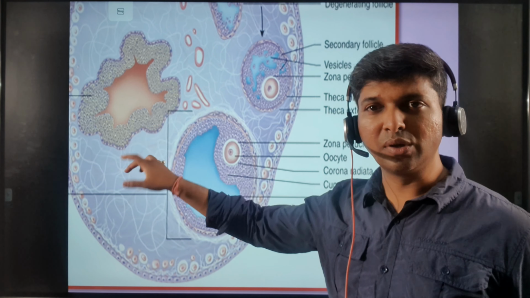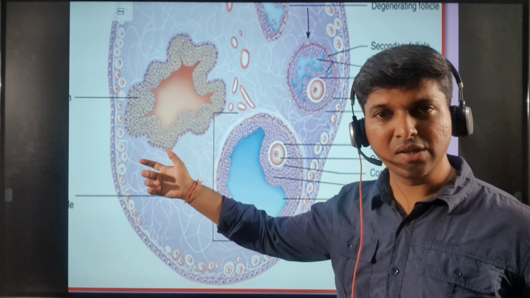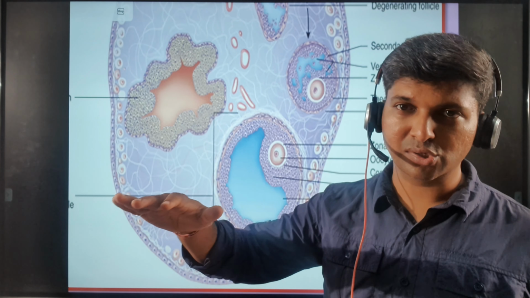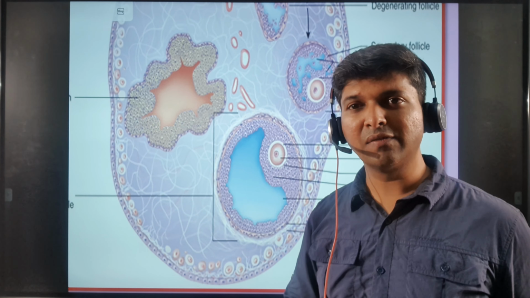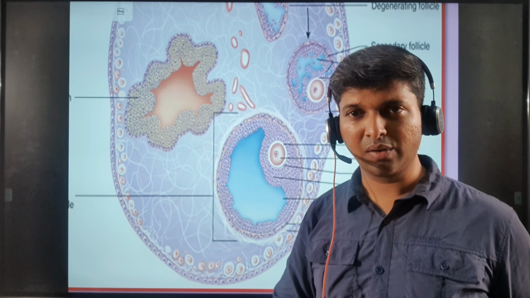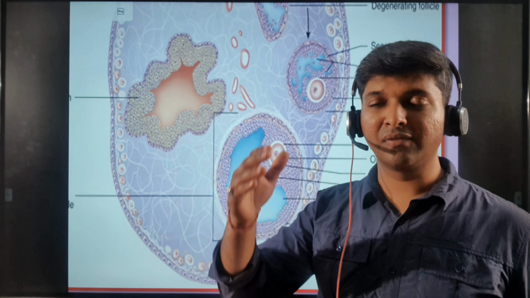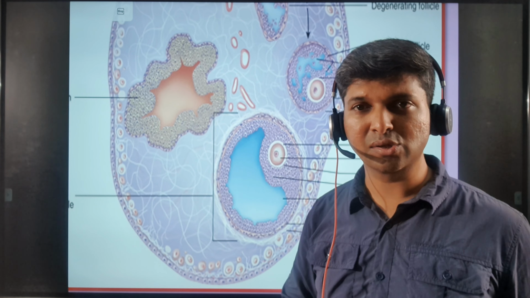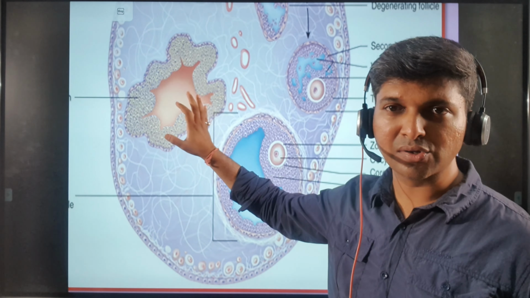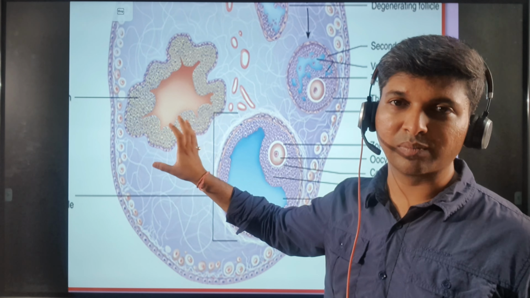Okay, this corpus luteum, if pregnancy occurs, its function is to maintain the level of progesterone. If it is not able to maintain the level of progesterone, then what is going to happen? There will be abortion. The menstrual cycle will start the day there is a drop in the level of progesterone. So it is very important to maintain the level of progesterone, and that function for the first 6 months is given to corpus luteum.